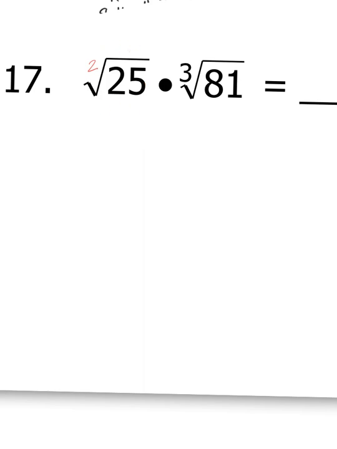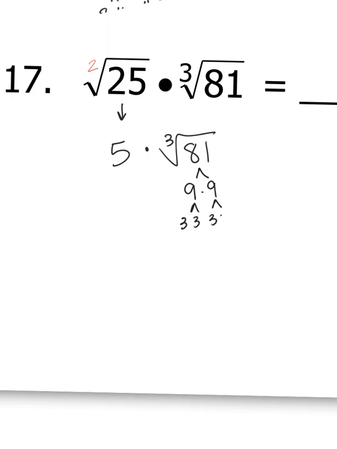What's the square root of 25? You've known that since like 6th grade. This is just a 5, right? The square root of 25 is 5. Now I need to times that by the third root of 81. And I don't know the third root of 81 off the top of my head, perhaps, so we would just break this down. 81 is the same as 9 times 9, and 9 is the same as 3 times 3.